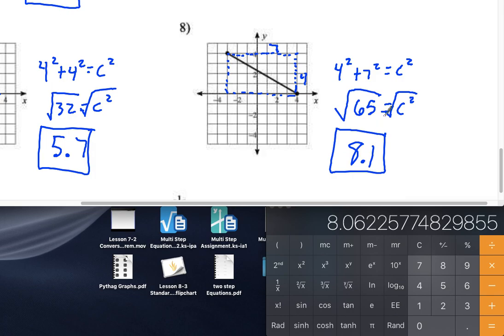Anyway, hopefully it's making sense. It's really simple. It's the same formula we've been using for a week now. It's just a little different application, and you've got to come up with those measurements on your own by drawing in the rectangles and then counting. But I feel like we ought to be able to count.